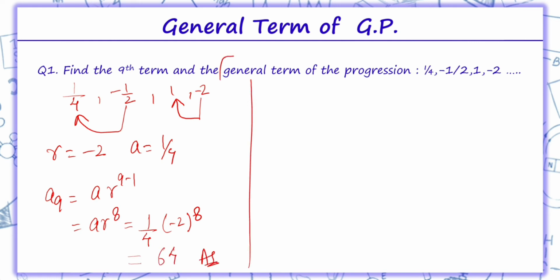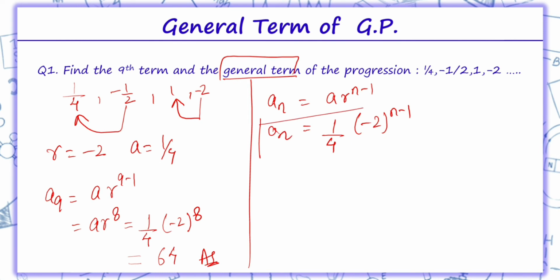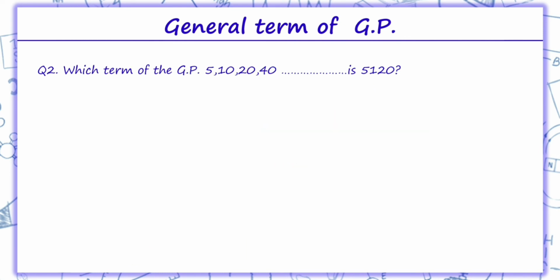Now, we have to calculate general term. So, general term An is given by A into R to the power n minus 1. Value of A is 1 by 4. R is minus 2 to the power n minus 1. So, this is how we can calculate general term of the GP. Coming on to next question.